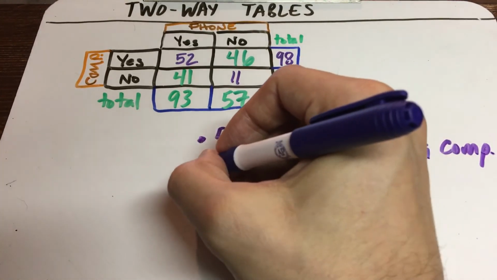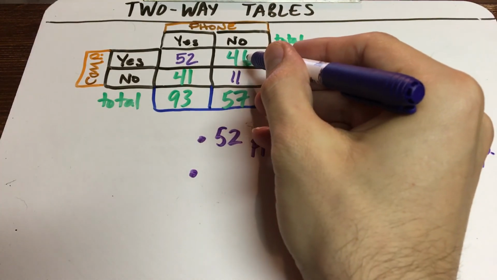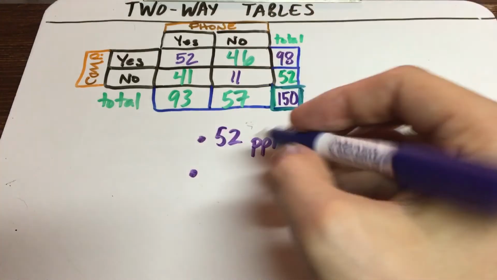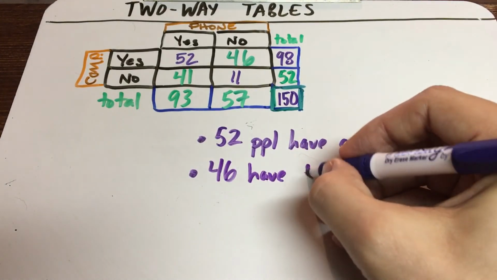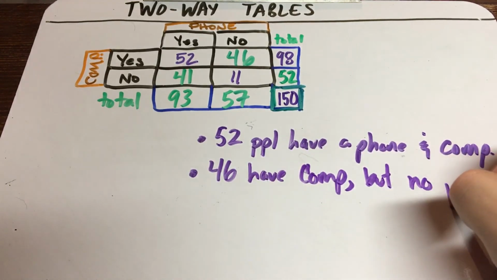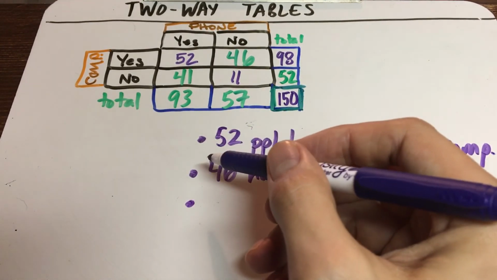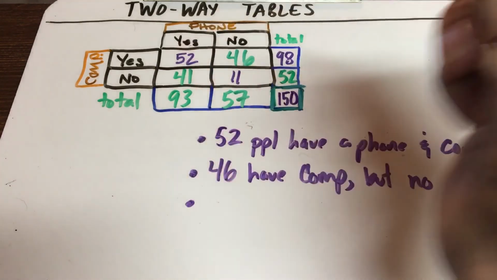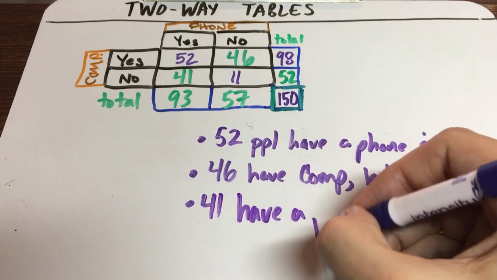I was thinking of people trying to do online assignments like this. I could say 46 people have a computer. They say yes, they have a computer, but they don't have a phone. So I could say 46 have, I'm going to do C, have a computer, but no phone. All they have is a computer at their house. You could say right here, 41 people don't have a computer, but they have a phone, right? 41 have a phone, but no computer.